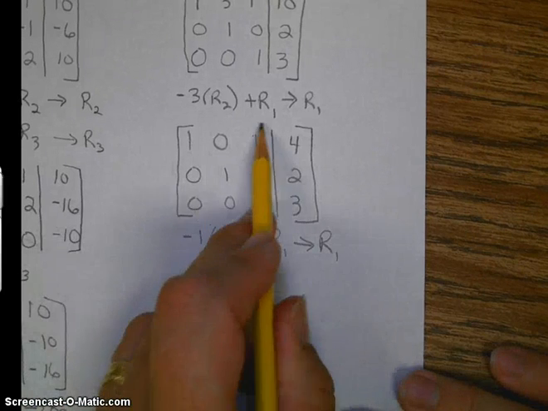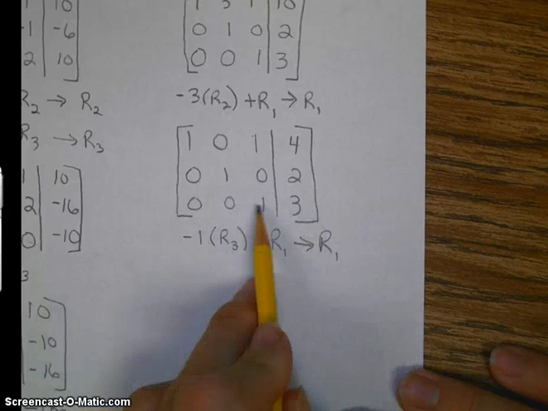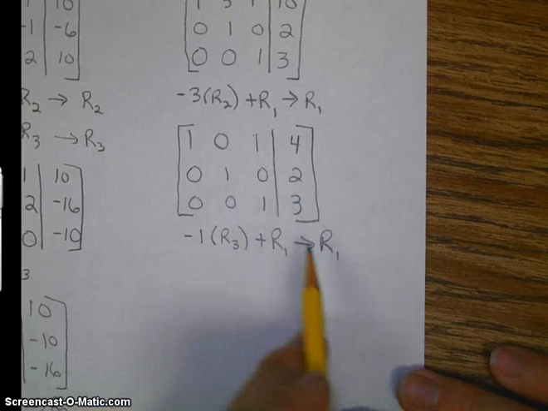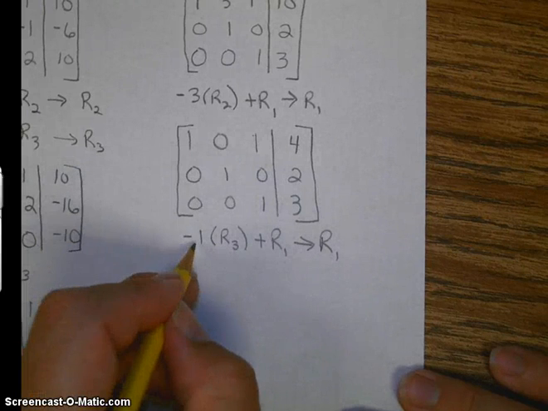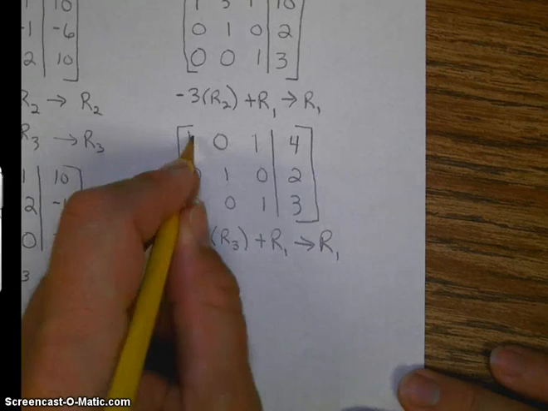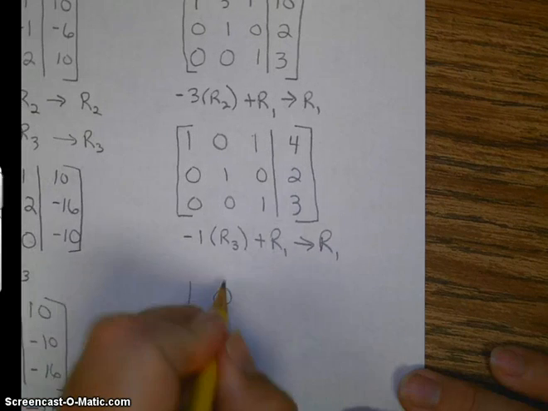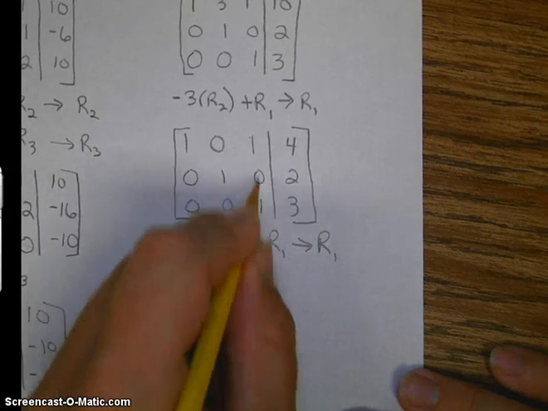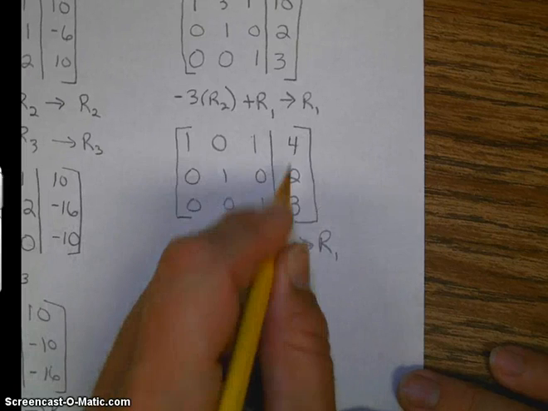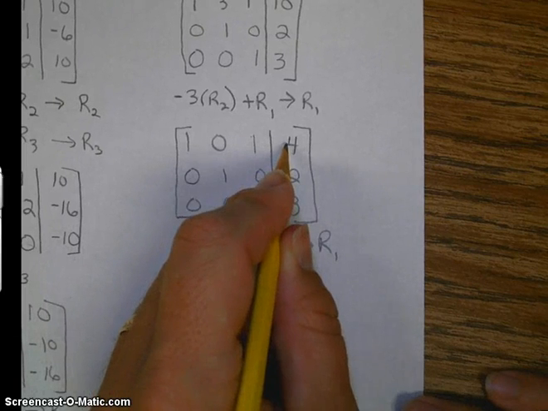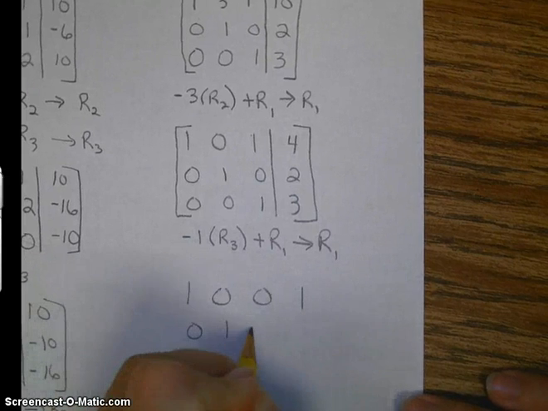Then I just need a 0 here, and I'll have my identity matrix. So I'm going to multiply row 3 by negative 1 and add it to row 1. That will give me my new row 1. Okay, so 0 plus 1 is 1. Times 0, 0 plus 0 is 0. Negative 1 times 1 is negative 1 plus 1 is 0. Negative 1 times 3 is negative 3 plus 4 is 1. Everything else stays the same.